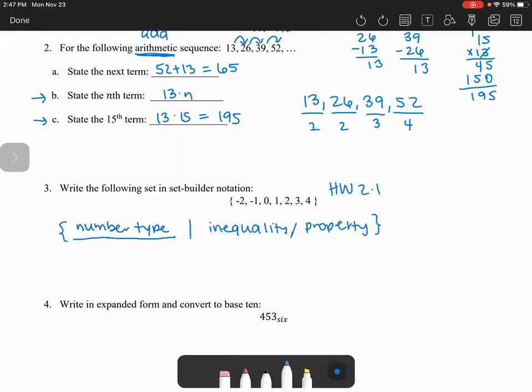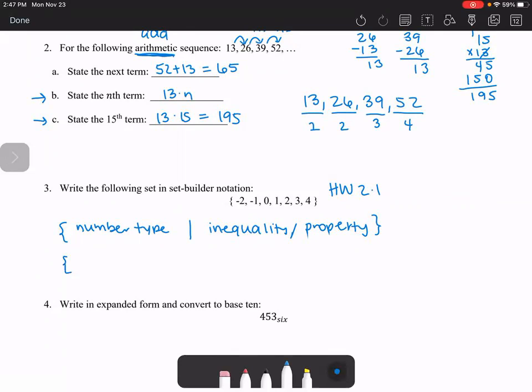So we're going to have our number type in the first part of our set builder notation, a "such that" symbol, and then an inequality or a property. So the number type here is integers, right? I'm going to go on a quick tangent here because a lot of people on exam 3 mixed up the whole numbers and the natural numbers. The natural numbers are the counting numbers that you can see with your fingers: 1, 2, 3, 4. The whole numbers add in 0, and then the integers add in the opposites, so the negative numbers.